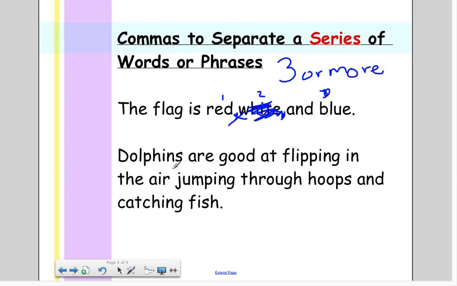Let's look at the next sentence. Dolphins are good at flipping in the air, jumping through hoops, and catching fish. Remember, you want to look for the pauses. Dolphins are good at flipping in the air, that's the first thing. Jumping through hoops, that's the second thing. And catching fish, that's the third thing. So I have my two commas.